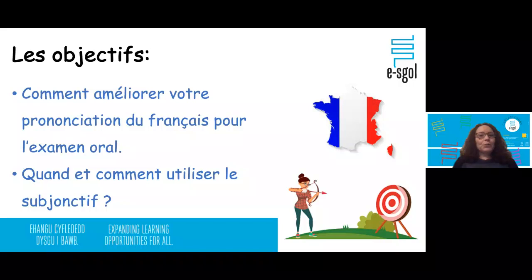Les objectifs ce soir sont comment améliorer votre prononciation du français pour l'examen oral et quand et comment utiliser le subjonctif. So to start with, we'll be looking at pronunciation in preparation for the speaking exam, and then we'll move on to look at the subjunctive, so when and how to use the subjunctive tense mode.